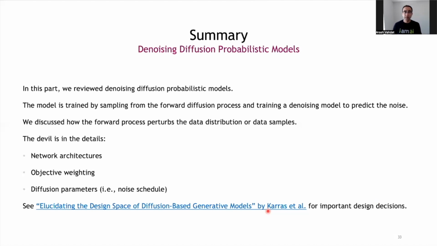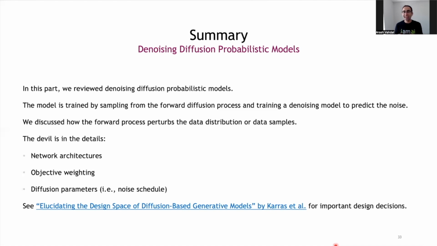So this brings me to the last slide. In this part, I reviewed denoising diffusion probabilistic models. I showed how these models are simply trained by sampling from the forward diffusion process and training a denoising model that simply predicts the noise that was used in order to generate diffused samples. We discussed these models from different perspectives. We saw what happens to images as you go forward in the diffusion process. We also discussed what happens to data distribution in the forward process. We saw how the data distribution becomes smoother and smoother in forward diffusion.